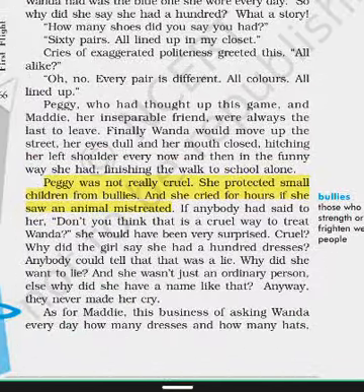This is an interesting story. Peggy, who had thought up this game, and Maddie, her inseparable friend, were always the last to leave. Finally, Wanda would move up the street, her eyes dull and her mouth closed, hitching her left shoulder every now and then in the funny way she had, finishing the walk to the school alone.